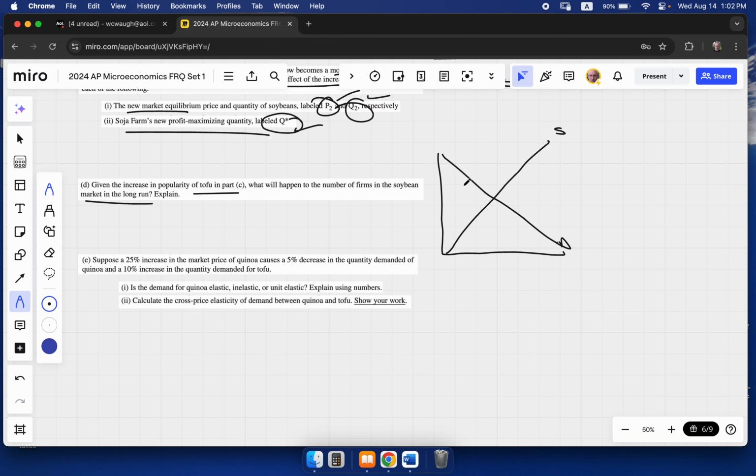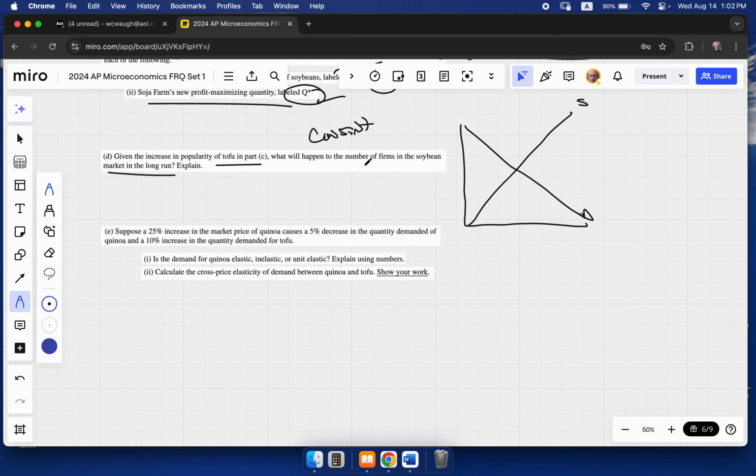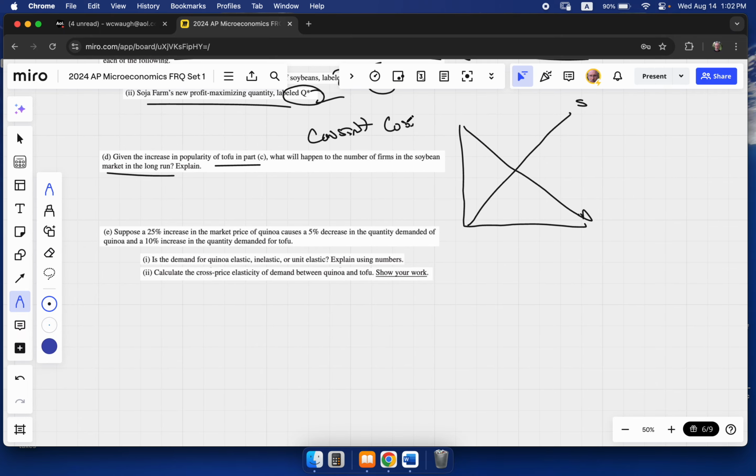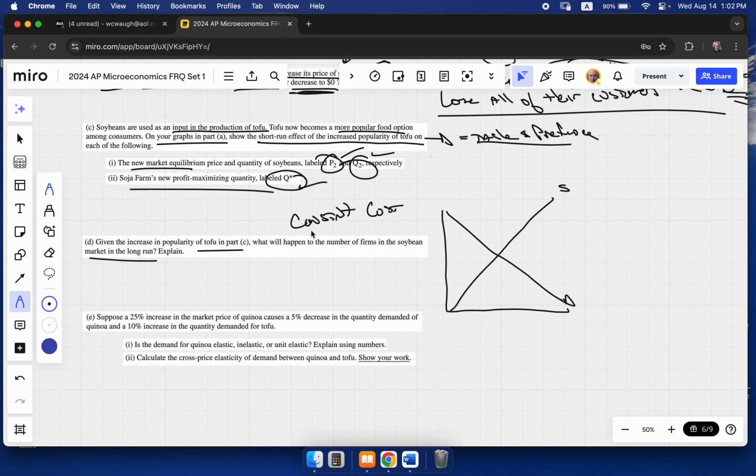Of constant return, or sorry, not constant returns, constant cost. They did say constant cost. Yeah, yep. All right. Did I read that? What's wrong with me? Constant cost industry. In a constant cost industry, that only affects how far your supply curve will shift. I say only, but for our understanding, that's what has to happen.